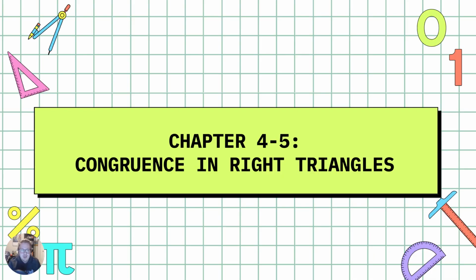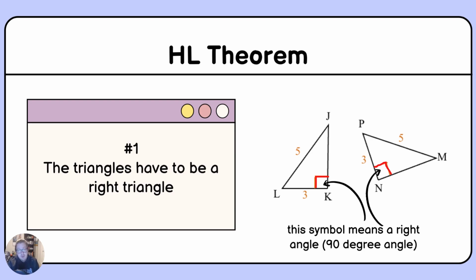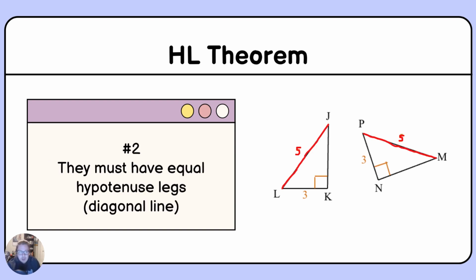All right, now let's get into the last lesson here. The thing you need to understand is the HL theorem. When we use the HL theorem, we need 3 things. The first thing that we need, and maybe the most important, is the first check that you're going to do for the HL theorem. Take a look: is there a 90-degree angle? The 90-degree angle is that little box symbol that you see there. So in this case, yes. We have to have a 90-degree angle. We have to be working with right triangles to use the HL theorem. We also need an equal hypotenuse and leg.